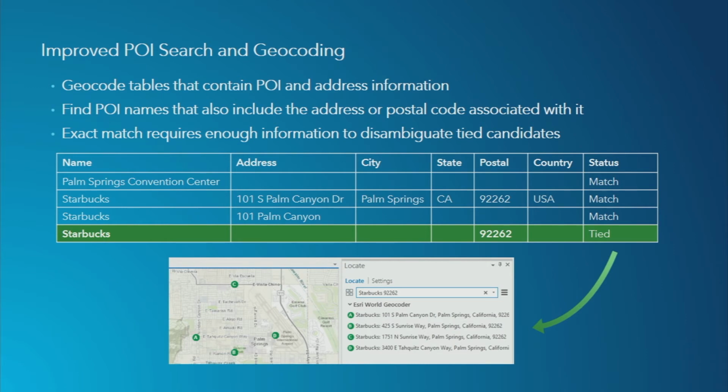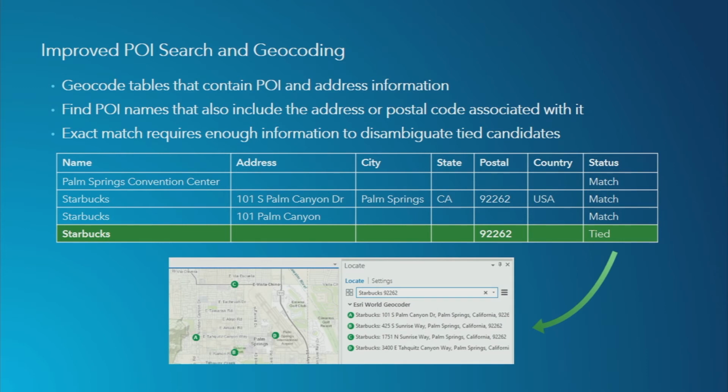I can also pass in a POI. There's a Starbucks on Palm Canyon Drive in Palm Springs, California, and I can pass in all the information about that Starbucks and get a match. But if I only have partial information for that Starbucks, I might know the name of the place and a part of the street address, but I don't know the city or the postal code. I can also pass that in and get a match. And you can see in this final example, I've passed in just the name of the place, Starbucks, and the postal code. And as it happens, there are multiple Starbucks in that postal code, and I will get back the Starbucks that are within that postal code, and I will get back a status of tied.